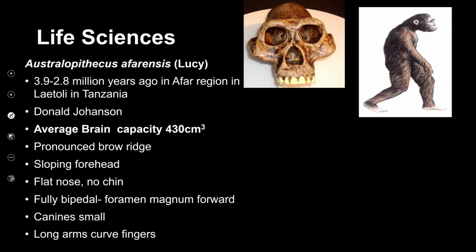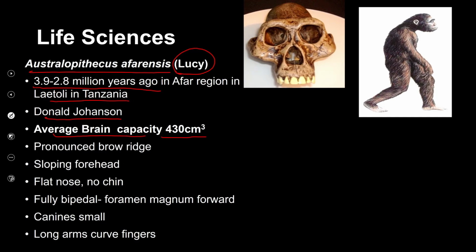Right, then the next species that we're going to have a look at, Australopithecus afarensis, or we call the fossil has a nickname. Her name is Lucy. She lived about 3.9 to 2.8 million years ago, and was found in the region called Laetoli in Tanzania. She was found by Donald Johanson. Her average brain capacity is about 430 cubic centimeters.